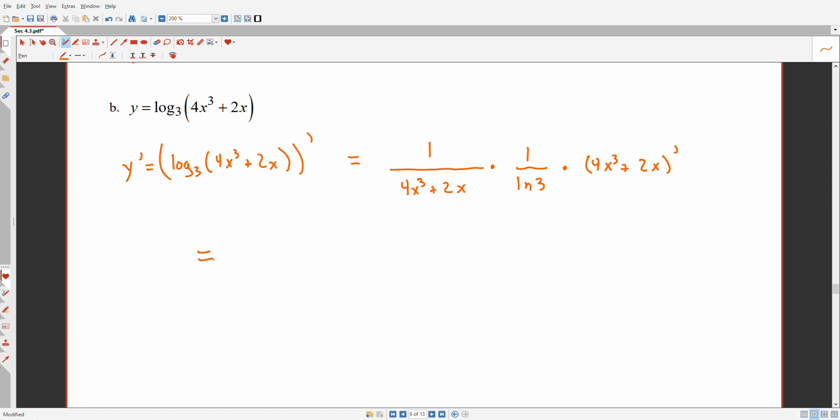So we can simplify this, and I'll move that 1 over natural log 3 out front. Natural log 3 times, let me write this as 4x cubed plus 2x, and then the derivative of that, 4x cubed plus 2x, I'll write on top. That'll be 12x squared plus 2.